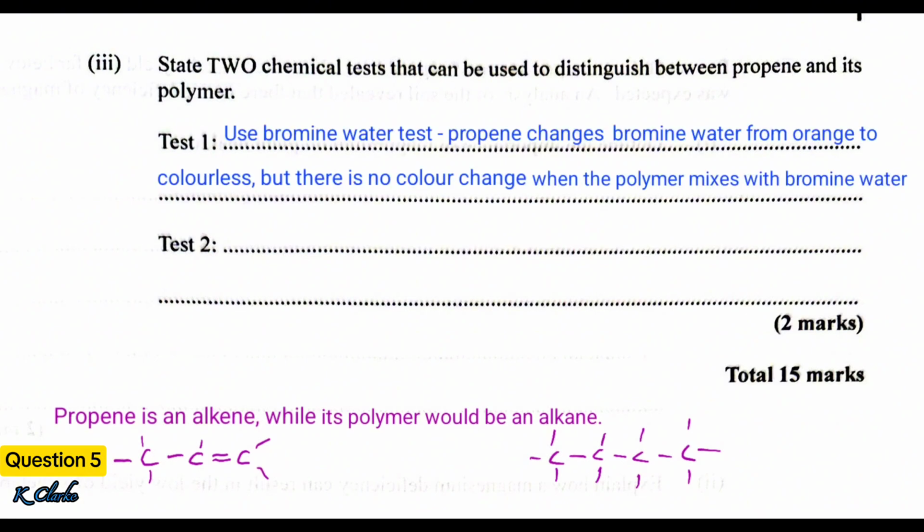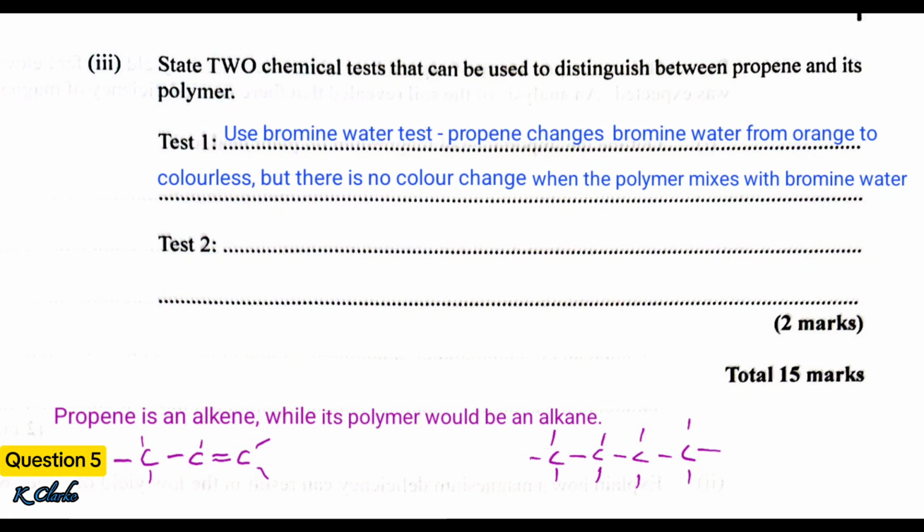Bromine water has an orange color. When propene mixes with bromine water, there is a color change from orange to colorless. But there is no color change when the polymer mixes with bromine water. So the mixture remains orange in color.